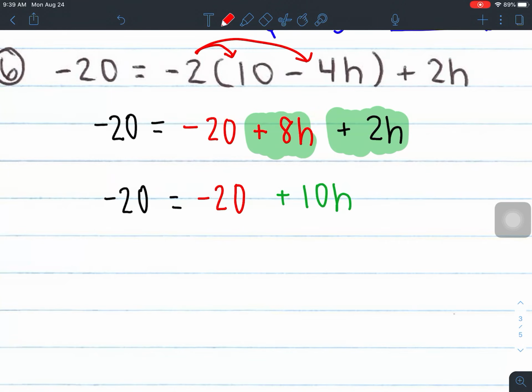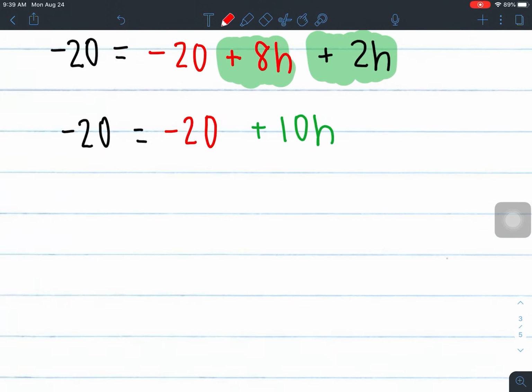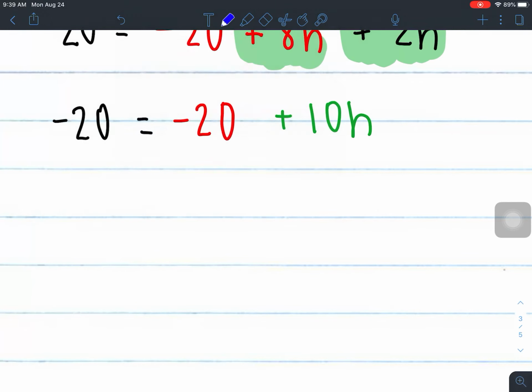Okay, goal here is still to get the h by itself. Well, how would I do that? I don't want to go ahead and divide by 10 yet. We want to add or subtract if possible. Well, I noticed that there's a negative 20 in red over there. How do I get rid of that and move it to the other side? I'm going to add it to the other side. I'm going to add it to one side, so I have to add it to the other side.